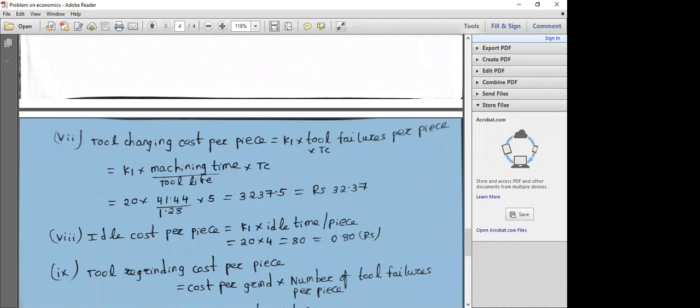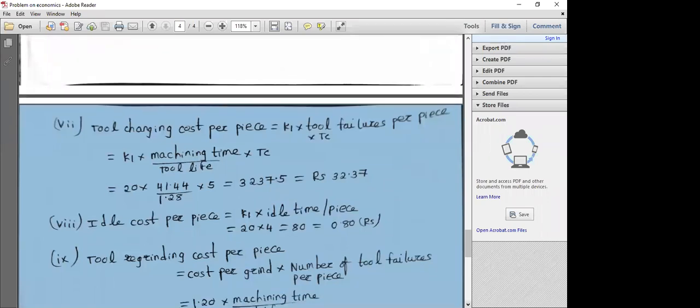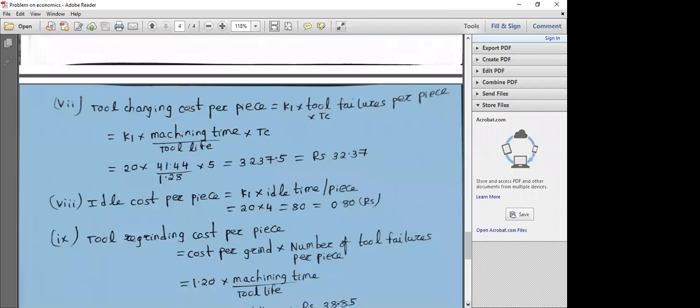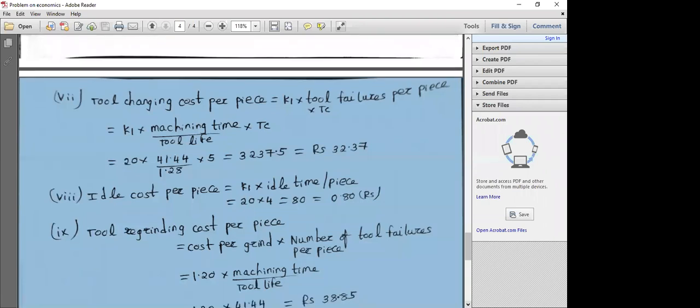Okay. So what is the tool regrinding cost per piece? It is the cost per grind. He has given the cost per grind also. You just try to see. He has given us 1 rupee 20 paise per grind. It is nothing but tool depreciation cost per grind. So what is the number of tool failures? Again, you have to take the particular formula, machining time by tool life. Just try to see the particular.